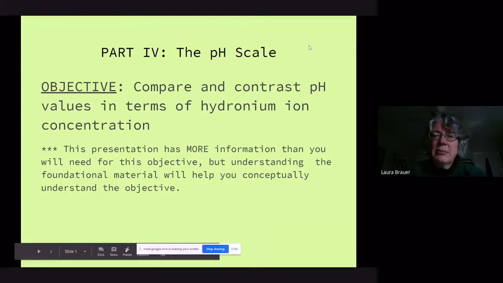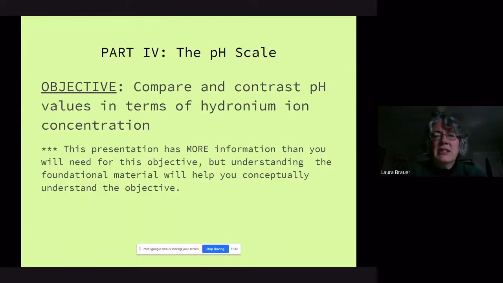Part 4 is on the pH scale. The objective of this is to compare and contrast pH values in terms of hydronium ion concentration. We will realize that there is a hydronium ion concentration and a hydroxide concentration in different solutions, but we're going to look at the hydronium ion for the pH. Now, some of this information is more than what you need, but I think you need to kind of understand what's going on in order to easily tell us what we want you to know.